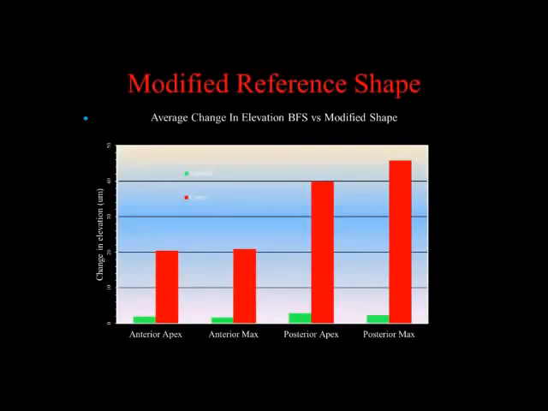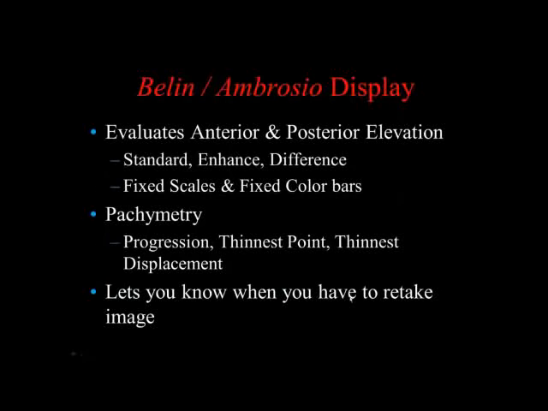And this is easier to see graphically. So this graph represents the change in elevation from a standard best fit sphere to the enhanced reference surface. As it turns out, this difference is very useful in screening, because obviously it is very easy to separate this population from this population. And that's part of the component of the Belin Ambrosia display, which now leads us into the second part of the talk.